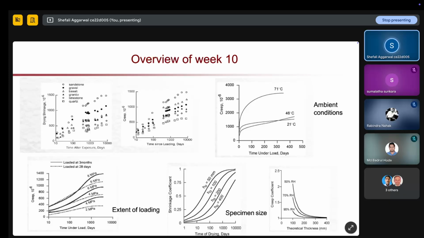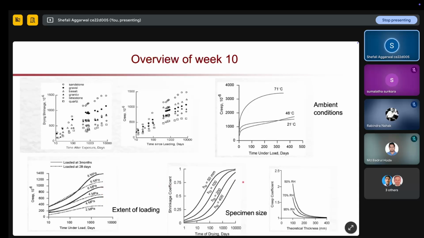The other factor which is affecting your creep problem is the extent of loading. The more you load the sample, the more creep you can see. This is at 3 months and 28 days, with different types of loading conditions, from 2 MPa to 8 MPa. The higher the loading, the more creep issues you will have.